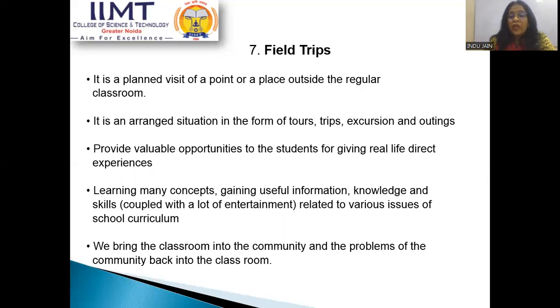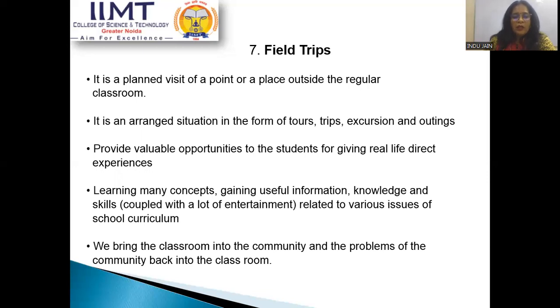Field trips provide valuable opportunities to students for real-life direct experiences, as we go to places in the real world. For example, if students want to know about the varieties of plants, they can go to any botanical garden to see the different varieties of plants, or they can easily see the diversity of living creatures.